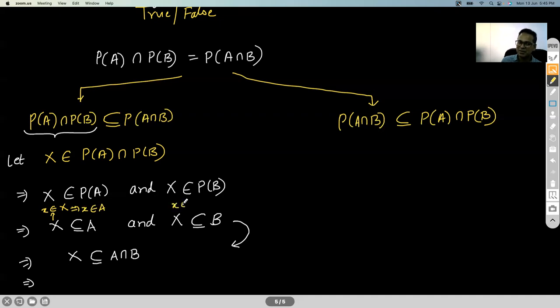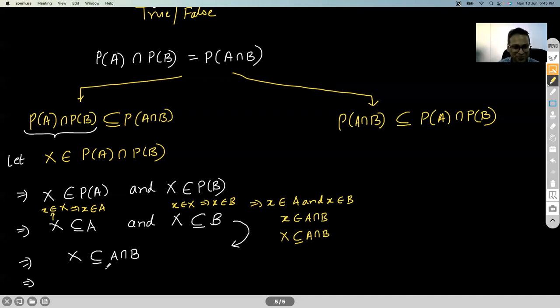Similarly, the same arbitrary element would also be present in B. So what you're trying to say here is that X is present in both A and B, which means X is present in A intersection B, isn't it? So any element which came from A and B both will be present in A intersection B, correct? That means your capital X is a subset of A intersection B. Clear? That is how this step came into the picture. Is it fine? All right.